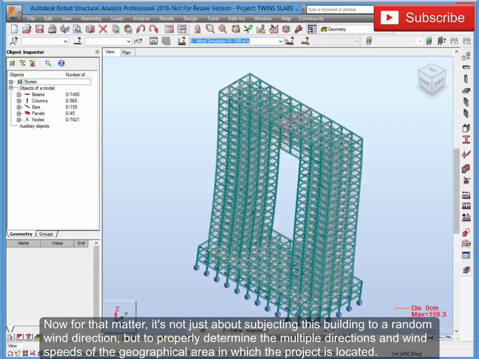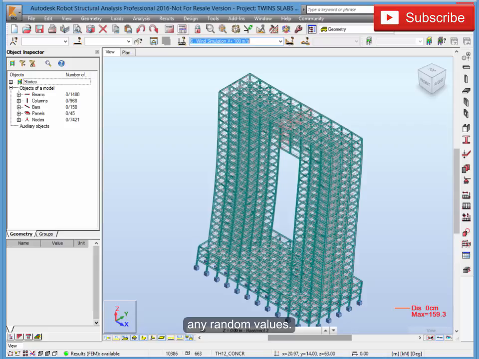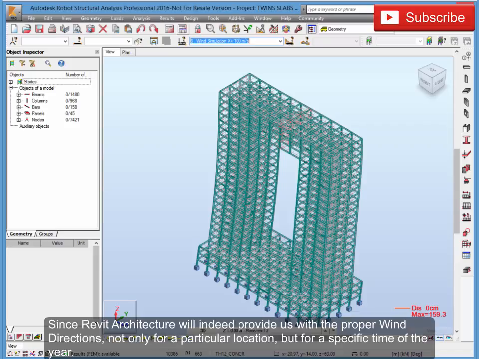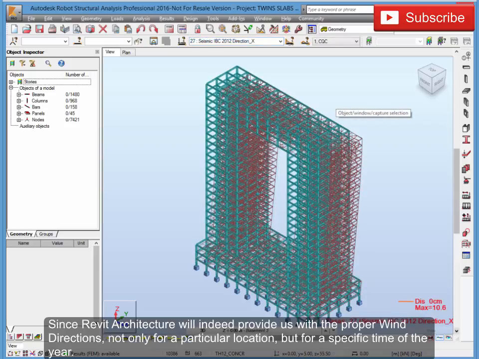Now for that matter, it's not just about subjecting this building to a random wind direction, but to properly determine the multiple directions and wind speeds of the geographical area in which the project is located. And for that purpose, we might get all the proper values from the studies performed by Revit Architecture, finding all the precise information from the region in which the project is supposed to be placed, instead of using any random values. Since Revit Architecture will indeed provide us with the proper wind directions, not only for a particular location, but for a specific time of the year.